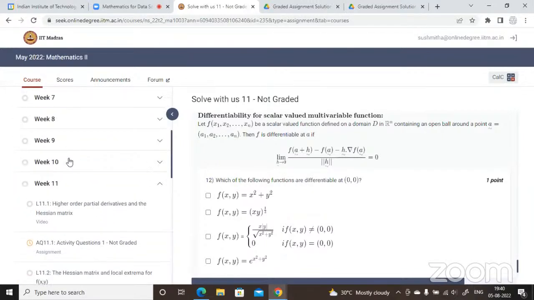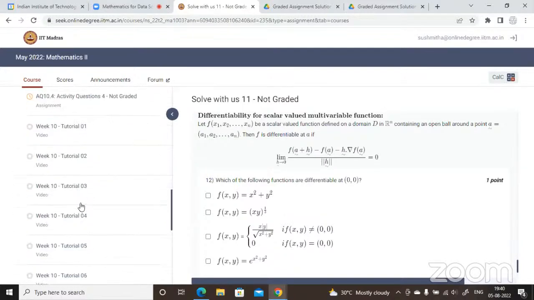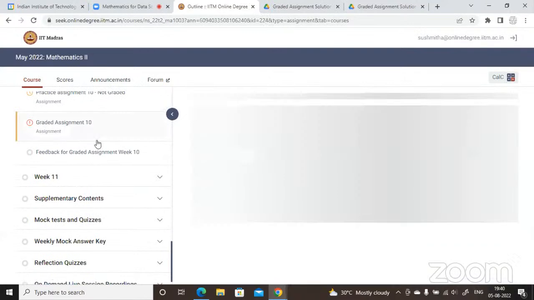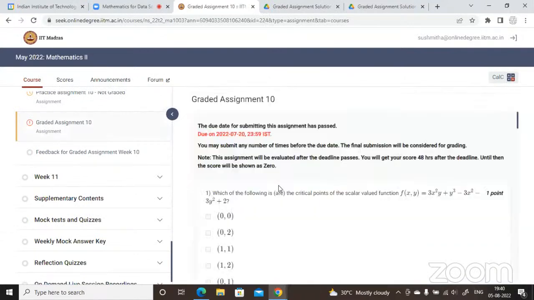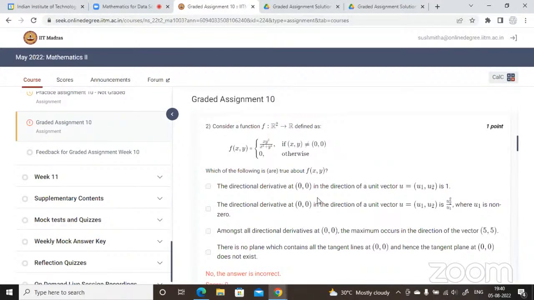Ma'am, one doubt in graded assignment, week 10, question number 2. The last two options, ma'am. The maximum occurs at 5, 5. I'm able to calculate at 5, 5, but how did we arrive at 1 root 3 as the possible maximum? Where does the number come from? Which one? Option 3, is it? Yeah.